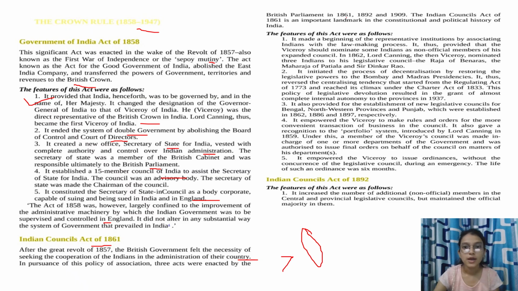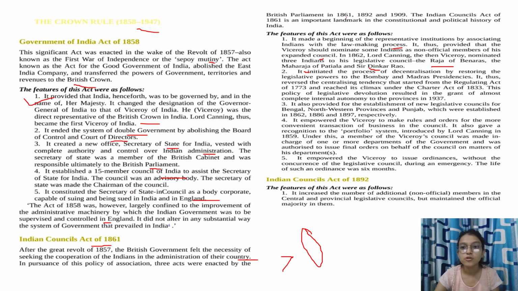So they have also certain features. It made a beginning of representative institutions by associating Indians with the lawmaking process. So they started including Indians. It thus provided that the Viceroy should nominate some Indians as non-official members of his expanded council. So they suggested that yes, we can also take Indians for certain actions in our particular body. In 1862, Lord Canning, the then Viceroy, nominated three Indians to his legislative council. These were the Raja of Banaras, the Maharaja of Patiala, and Sir Dinkar Rao. So earlier we used to have kings, rajas. Among all the Indian territory, three people were nominated to be part of the British Council.